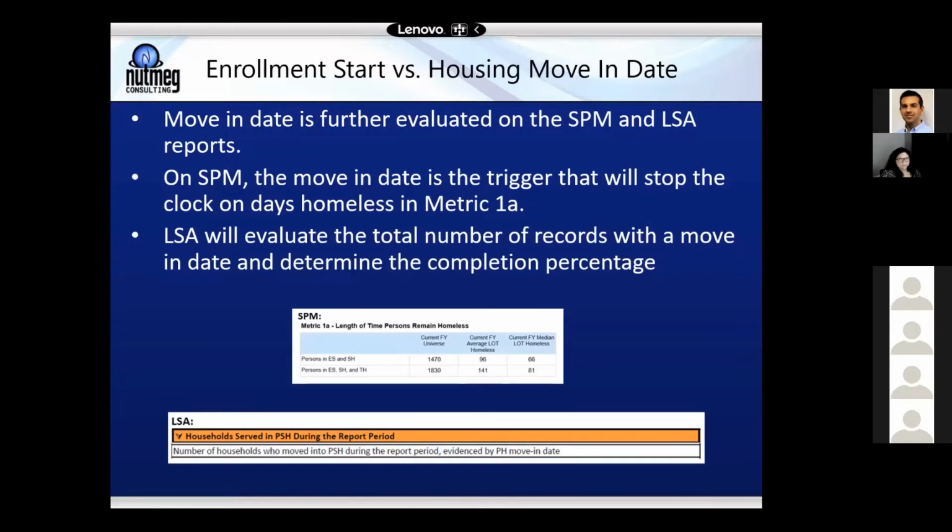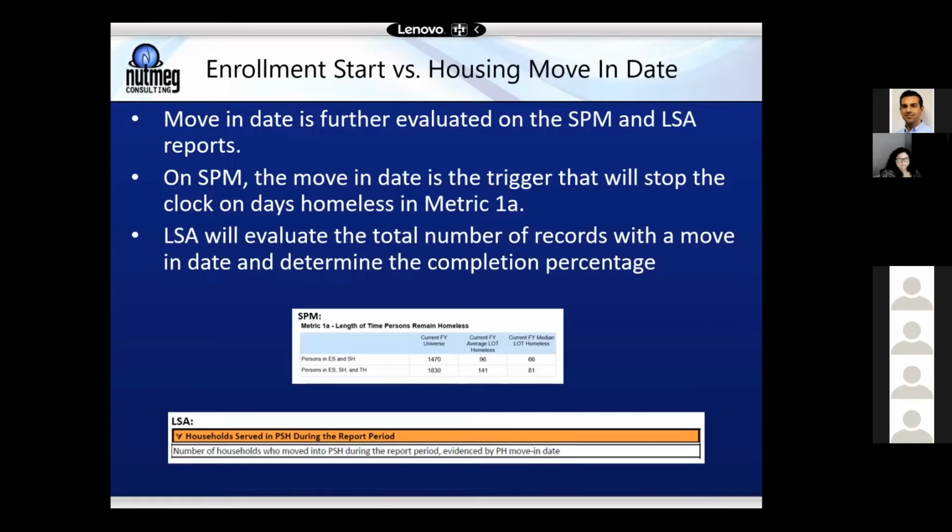Again, that approximate date homelessness started can really inflate the community numbers of how long somebody looks to be homeless in the system. So again, that's why it's important to have an accurate number there, and equally for metric 1A, which is looking at the enrollment start versus move-in date, having that move-in date entered into the client record is going to help maintain that value.